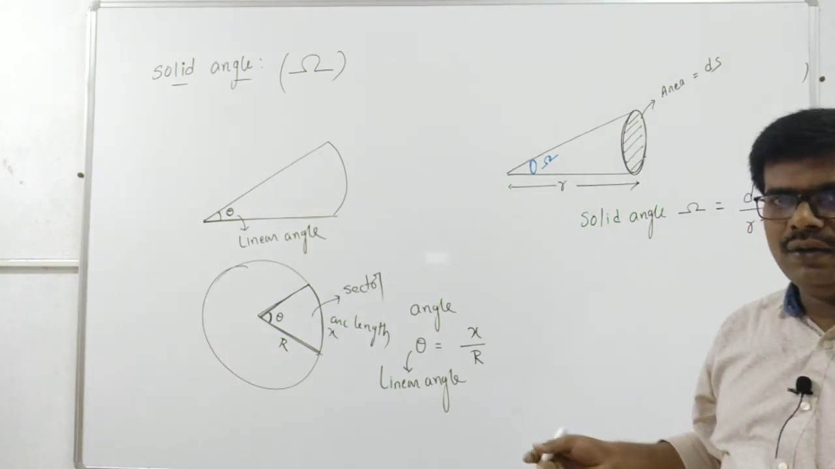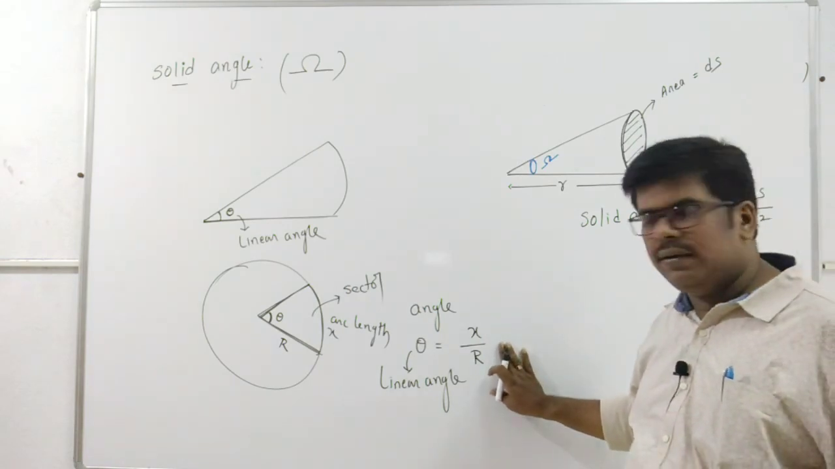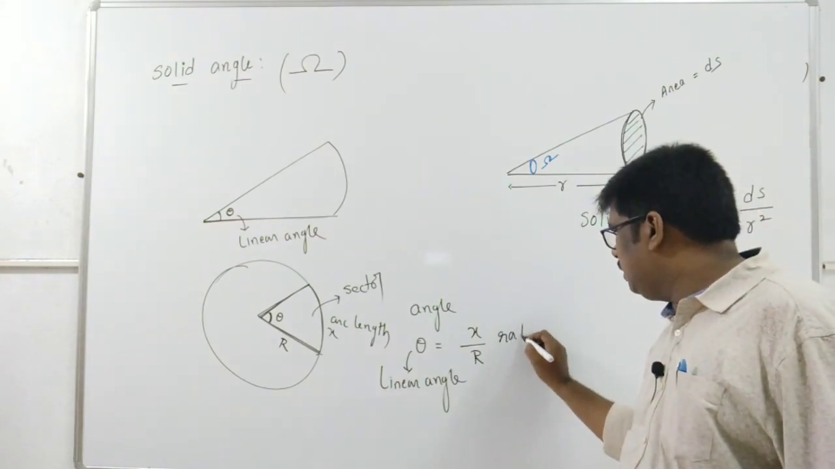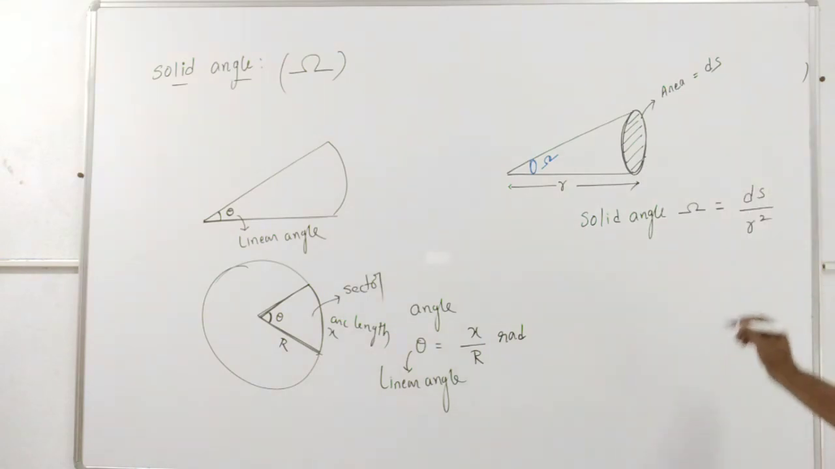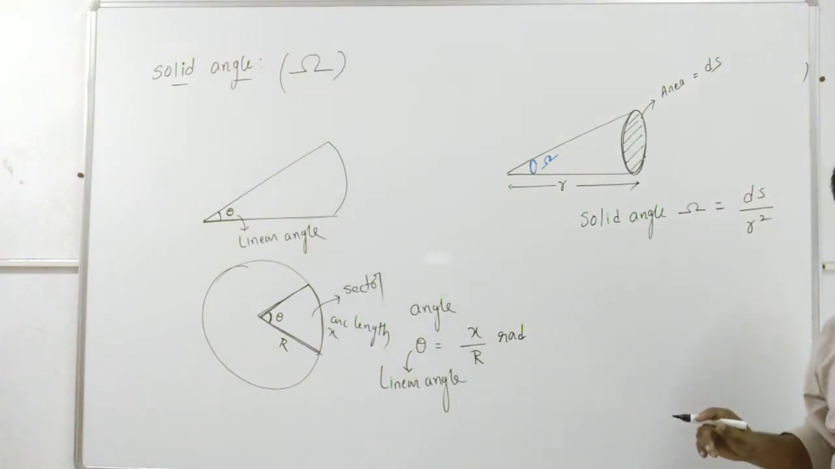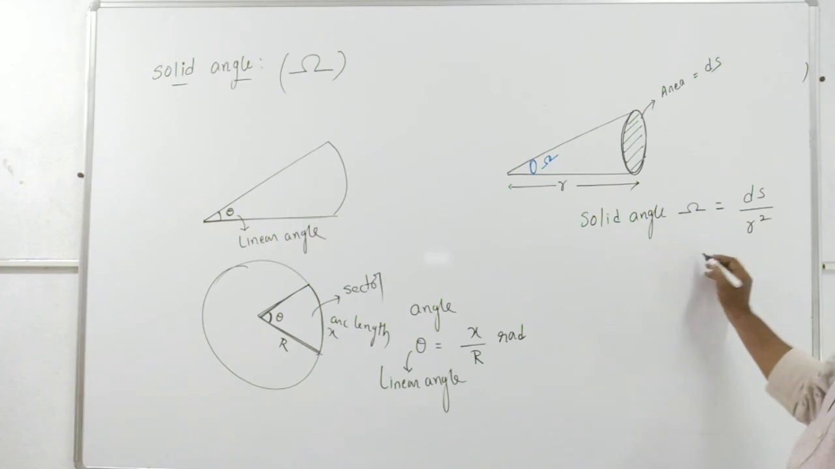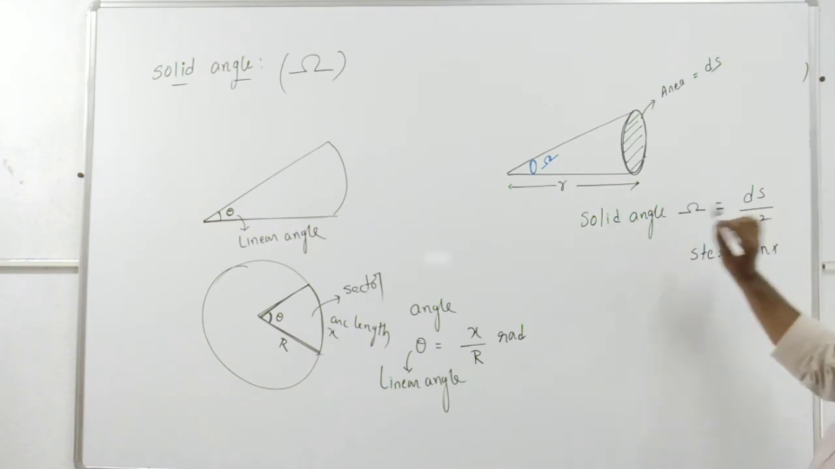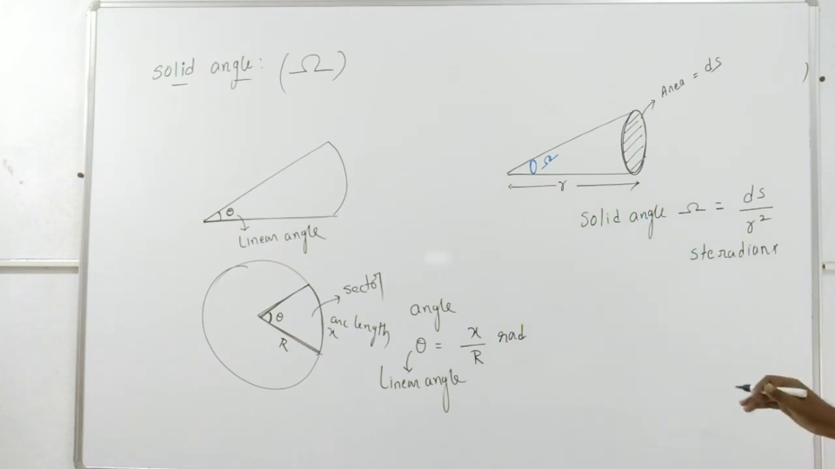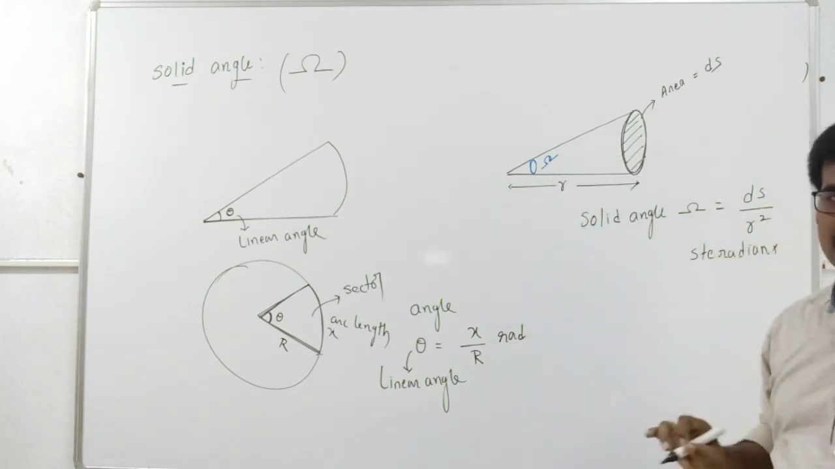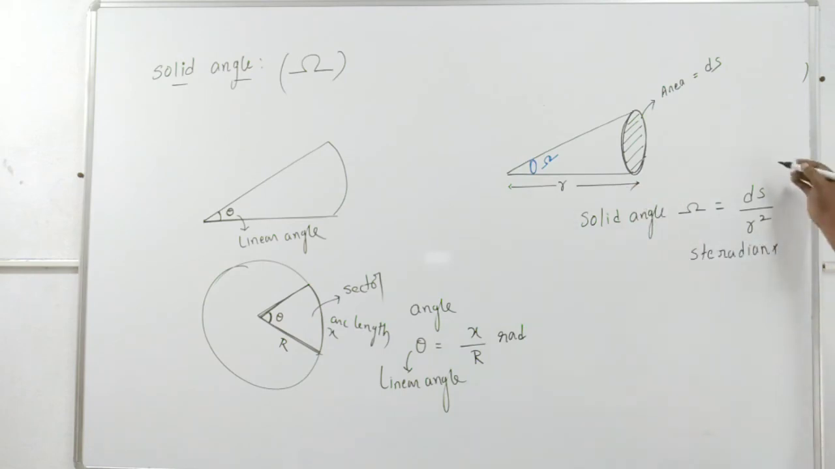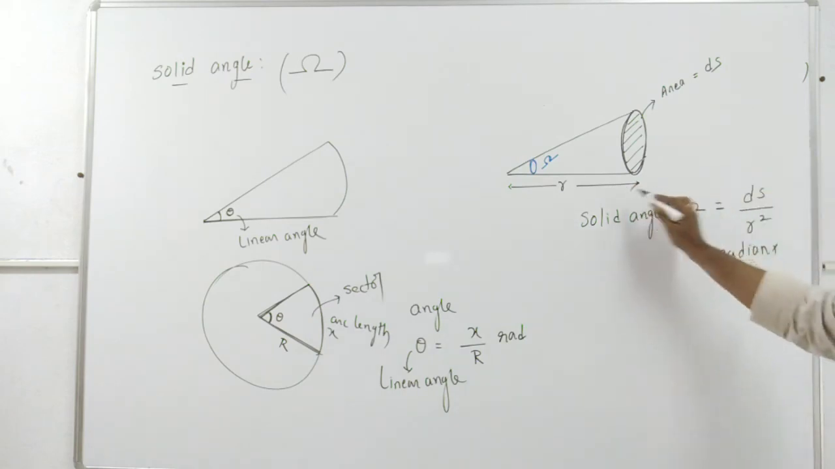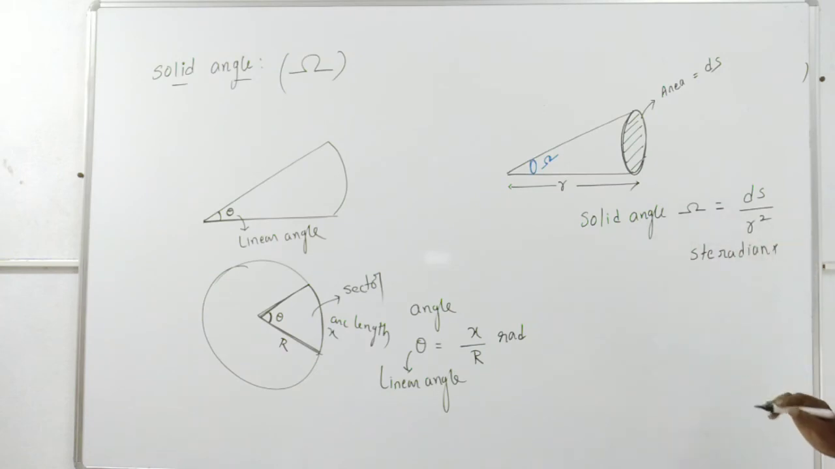Even though it is dimensionless, it has units. For a linear angle the unit is radians. Similarly, the solid angle has units called steradians. So the solid angle is nothing but the angle made by the lateral surface of a cone at its vertex, that is the lateral surface area by radius square. This is the solid angle, its units are steradians, and it is a dimensionless quantity.